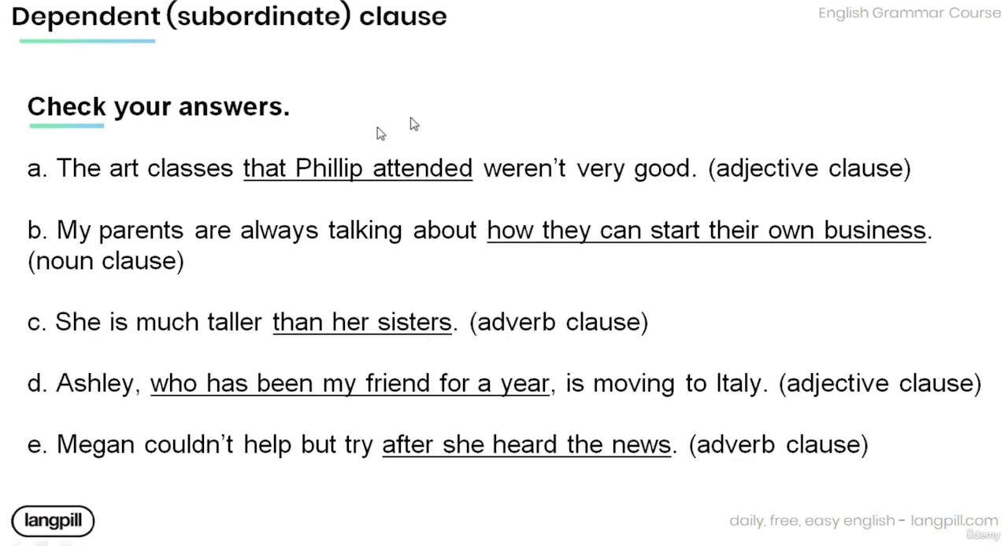And now, let's check your answers. A. That Philip attended. Adjective clause. B. How they can start their own business. Noun clause. C. Than her sisters. Adverb clause. D. Who has been my friend for a year. Adjective clause. E. After she heard the news. Adverb clause.